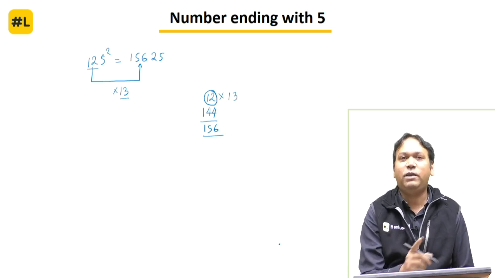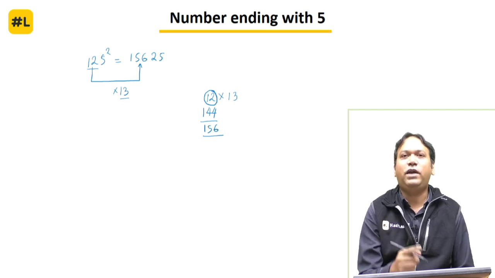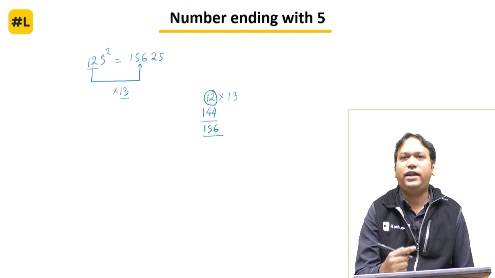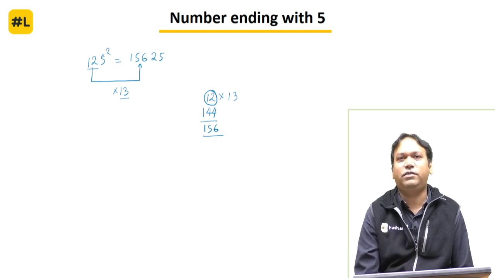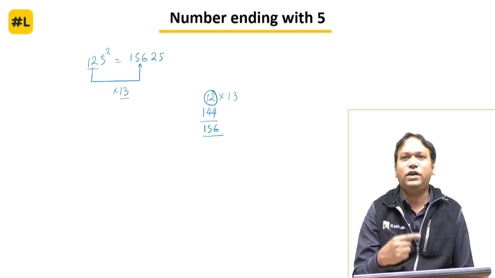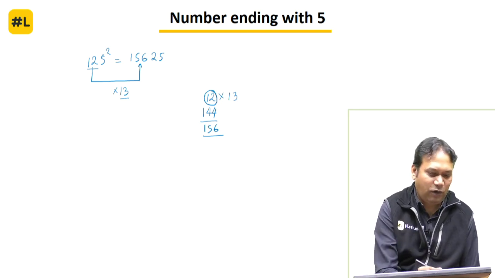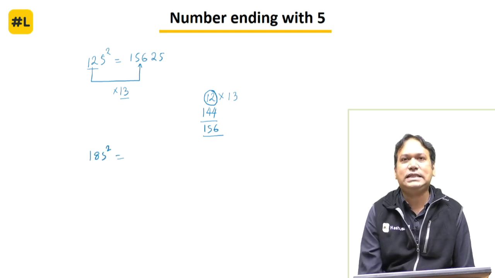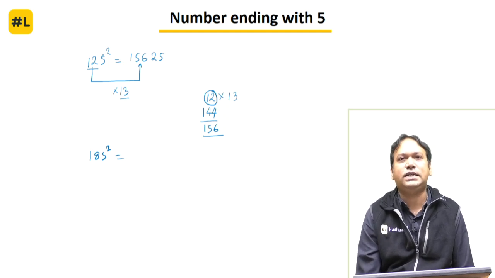Don't multiply in the regular way. When you are multiplying 2 numbers that are consecutive, take the smaller number and add that number to the square of that number itself. So 12 into 13, 12 plus 144, 156. Let's say if I want to find out what is 185 square, I want to multiply 18 into 19. So what is the square of 18? What is the square of 18?